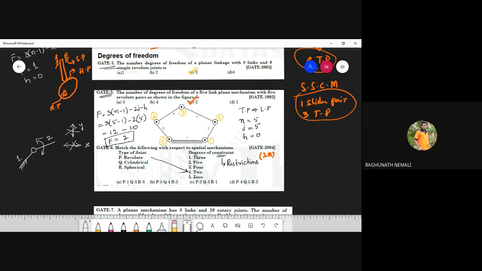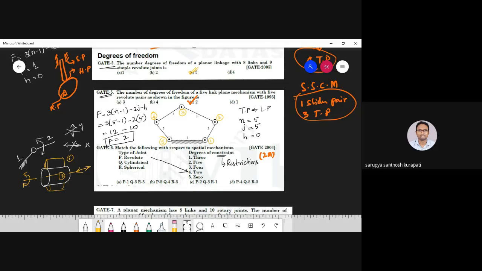Is there any restraints for cylindrical pair? So you have here, suppose this is a cylinder. With respect to this particular link 1, link 2 is having 1 translation along the x-axis, and along the axis you have rotation.